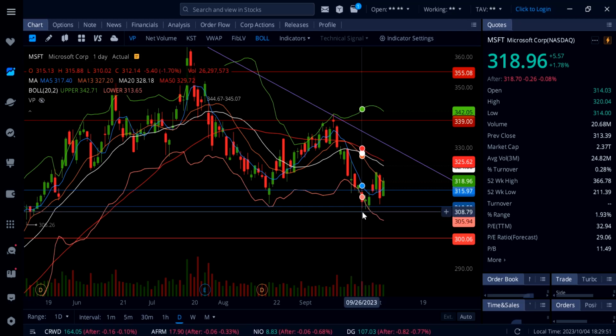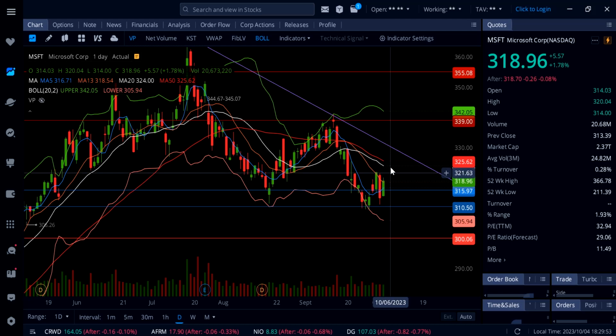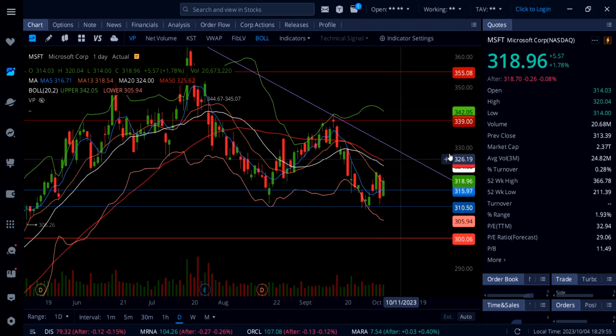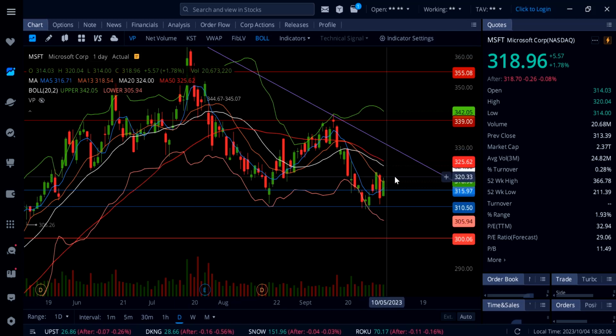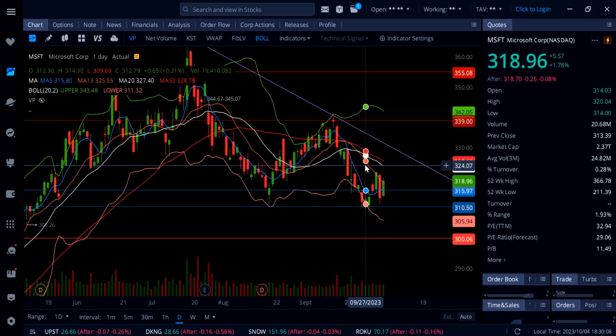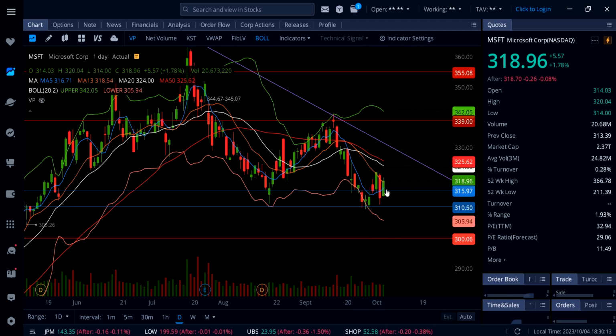And now above 320, we could see a rally all the way up to 325 and possibly even 328 to 329 to retest this trend line right here from the top. So Microsoft is definitely looking good for tomorrow, but this support needs to hold right here, 318.54, if not at least 316, for a big move all the way up to 325 and possibly even 328 to 329 on Microsoft.